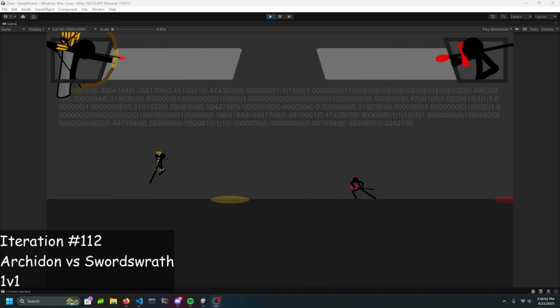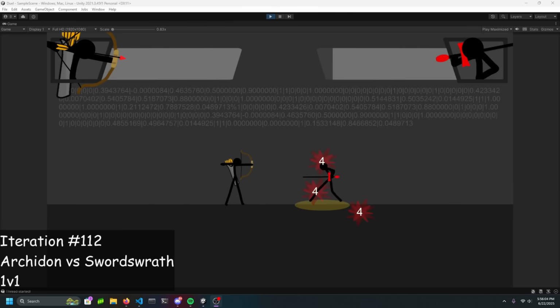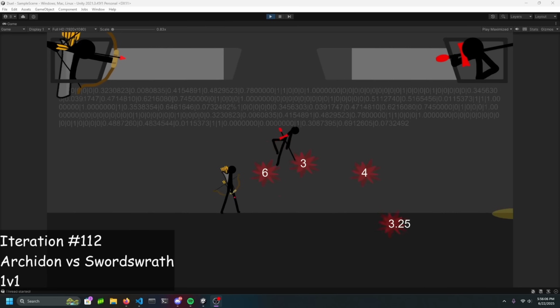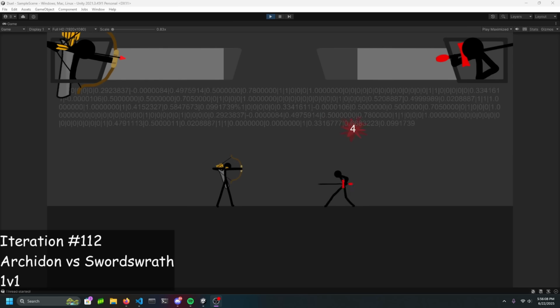After a few hundred iterations, the Archidon became a formidable foe. The Swords Wrath had to change up their fighting style a lot, but ended up working out in the end.